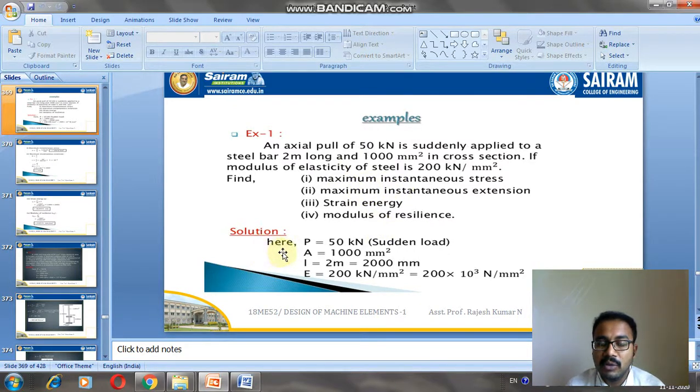So let me write down the given data. The load given is 50 kilonewton, so 50 into 10 power 3 Newton, and the area is 1000 square mm, and the length of the rod is 2 meters. Let me write that in mm, so 2000 mm, and Young's modulus is 200 kilonewton per meter square. Again, let me write that in Newton per square mm. So the value becomes 200 into 10 power 3 Newton per square mm.